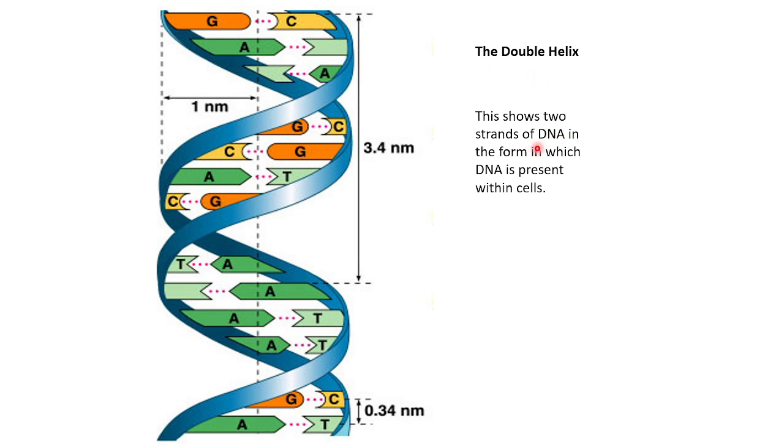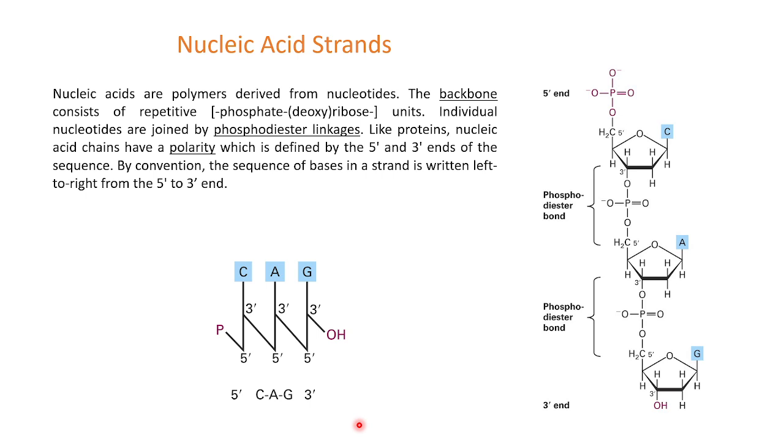Now this shows two strands of DNA in the form in which the DNA is present within the cells. The distance in one loop region, that is, in one turn, you have 3.4 nanometers that comprises 10 base pairs. So the pitch of our DNA is equal to 0.34 nanometers, because this is for 10 base pairs. So the difference between each base pair is basically the pitch of a DNA, that is about 0.34 nanometers.